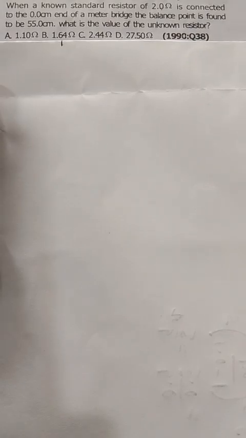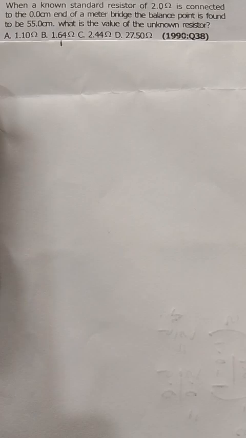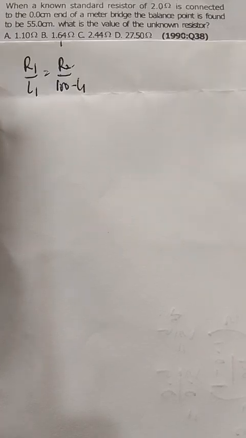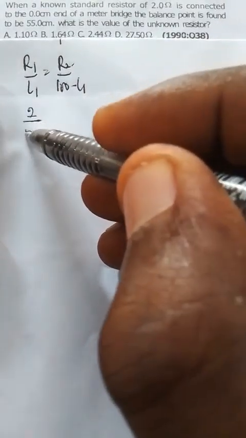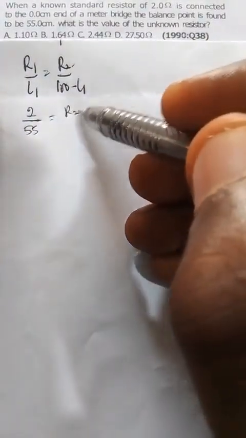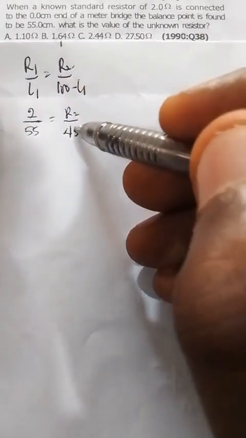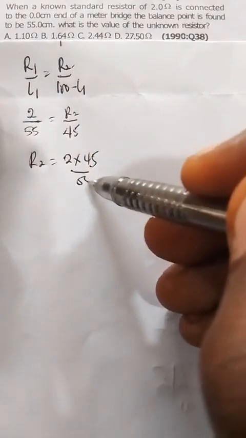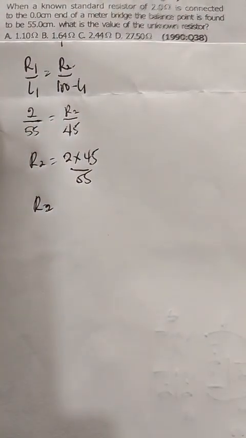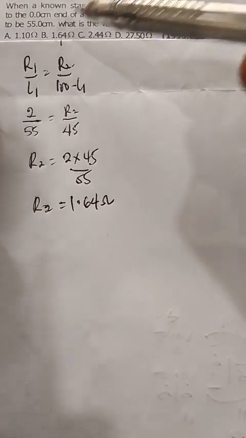Next question. When a known standard resistor of 2 ohms is connected to the 0.0 centimeter end of a meter bridge, the balance point is found to be 55. What is the value of the unknown resistor? For the meter bridge, recall the formula I gave you. R1 is the known resistor, which is 2. The length is 55. So R2, 100 minus 55, is 45. From here, R2 becomes 2 times 45 divided by 55. Then you get R2 to be 1.64 ohms. That is option B.